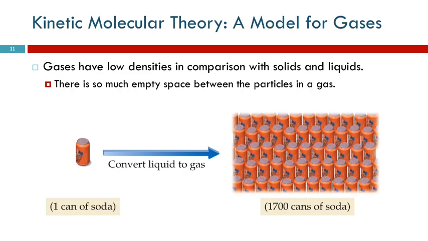Gases have very low densities compared to liquids and solids, and that is because of so much empty space. So if you took one can of soda, the author apparently really likes orange soda. I would make this Diet Dr. Pepper, but it's not my book. So if you took one can of soda, the soda in one can, and that's a liquid, so the particles are really close together, and you made it into a gas, it would occupy the space of 1,700 cans of soda. That's how much empty space there is between the gas particles.